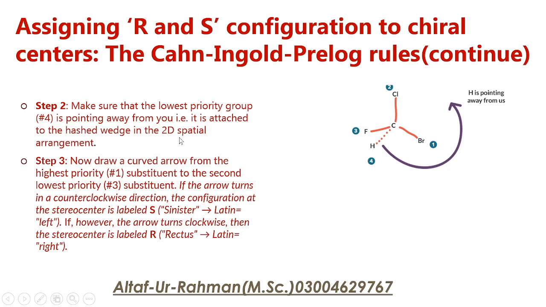Now, how do we assign R and S? You can see here 1, 2, 3. This compound is showing anticlockwise, so it should be S: counterclockwise, or S.